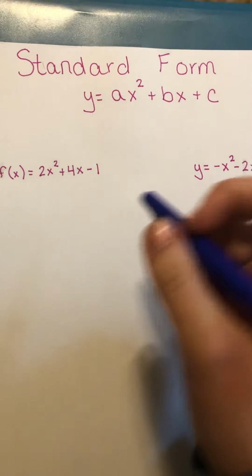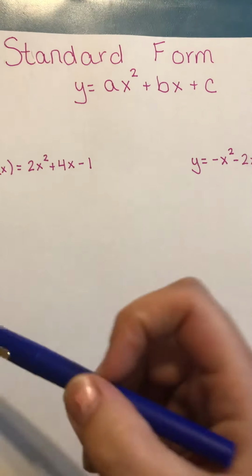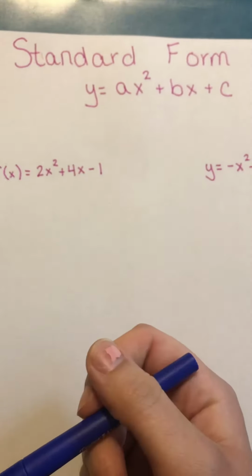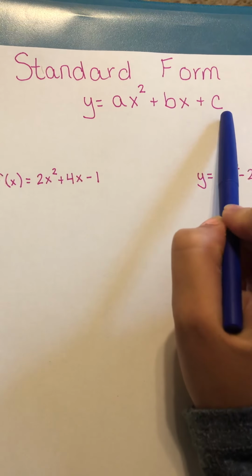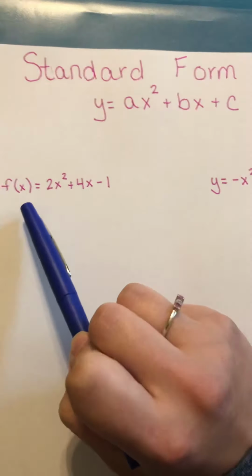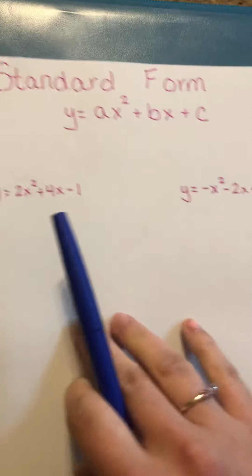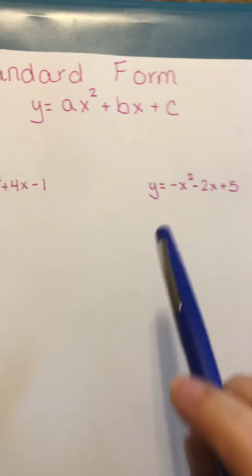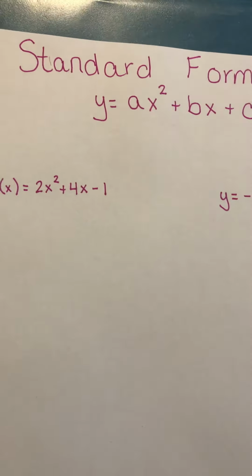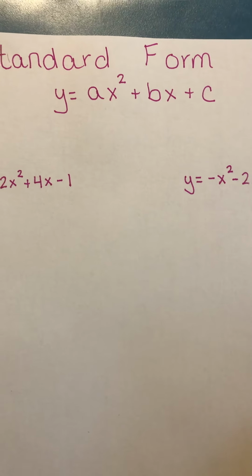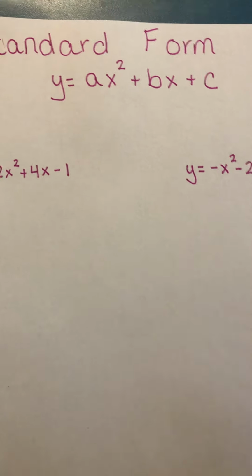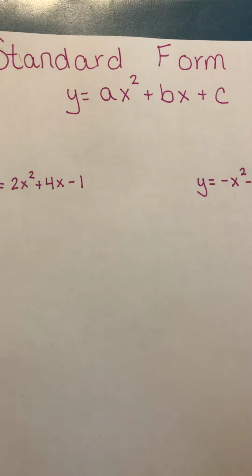Today we're going to learn about the standard form of a quadratic equation and how to find the key features given an equation in standard form. So the standard form is y or f of x equals ax squared plus bx plus c. You can see two examples given here: f of x equals 2x squared plus 4x minus 1, and y equals negative x squared minus 2x plus 5. We're going to find the key features of the graph, including the vertex, axis of symmetry, y-intercept, and whether the graph has a minimum or maximum, all from this given equation.